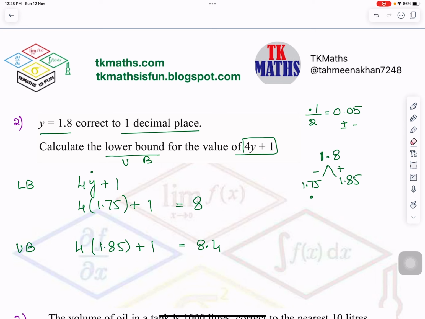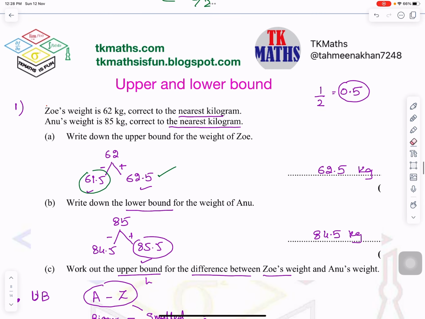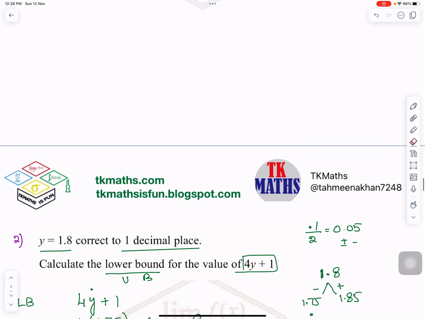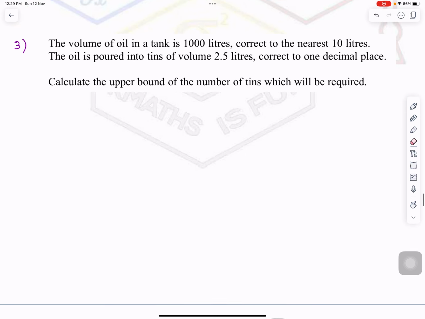In today's video, we will see a question on upper and lower bound. Actually, in the last video, I was recording this and due to some technical error, the video stopped at question number 3. So I'm continuing from here. The link of the other two questions I will put in the description below. So let's continue with this question.